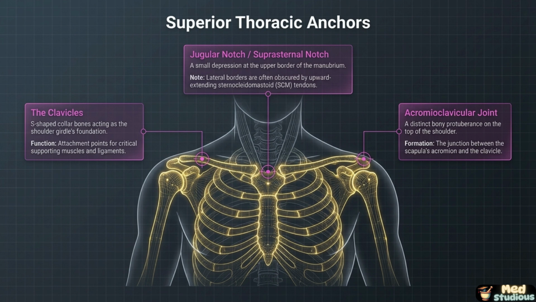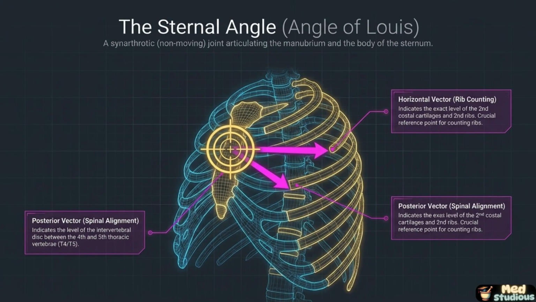If there is one landmark on the thorax you absolutely cannot afford to miss, it is the sternal angle, also known as the angle of Louis. This is the synarthrotic joint between the manubrium and the body of the sternum, felt as a distinct transverse ridge on the front of the chest, roughly 5 centimeters below the jugular notch. Its clinical value is extraordinary.